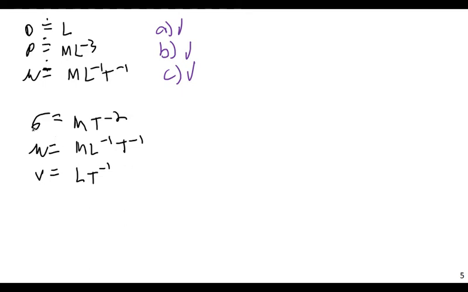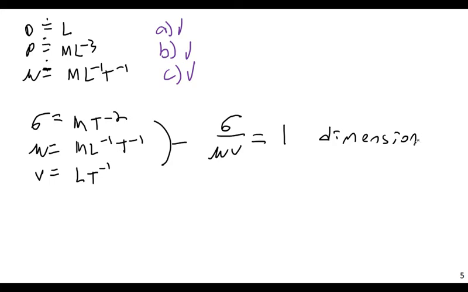Where if I had stress, viscosity, and velocity, well, if I put these together, what if I do sigma over mu v? Well, sigma over mu v, this would actually come to 1. All of the dimensions would cancel out. This would be dimensionless. So this would be an example of something that we could not use. Cannot use sigma, mu, and v for repeating variables.